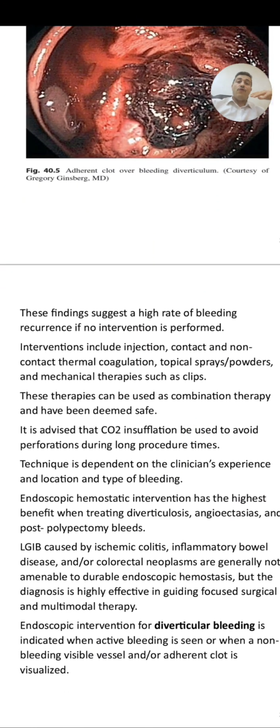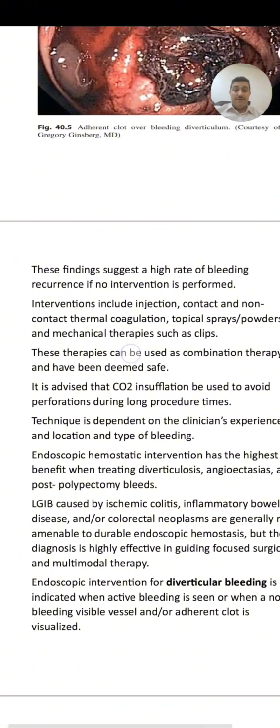There are different ways of how I can manage the bleeding, and these include clipping, cauterization, contact or non-contact thermal coagulation, the use of topical spray or powders, adrenaline, as a monotherapy, as a single therapy, or a combination therapy. But the studies didn't find superiority of multiple therapy or combined therapy over single therapy. Also, if I need to inflate the colon a little bit, it's better to use CO2 insufflation.